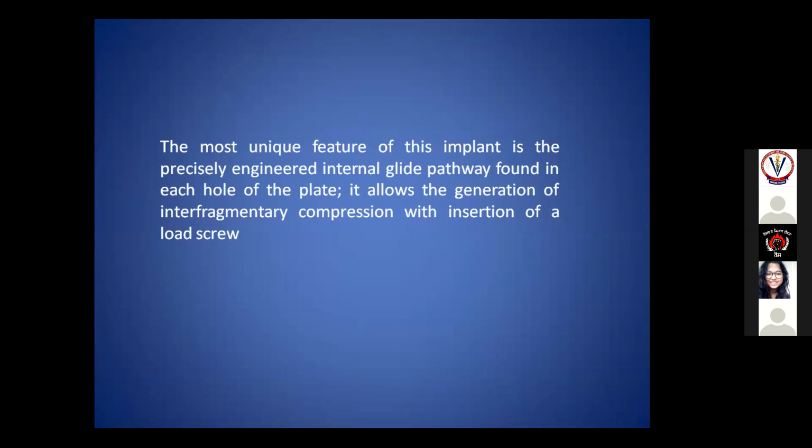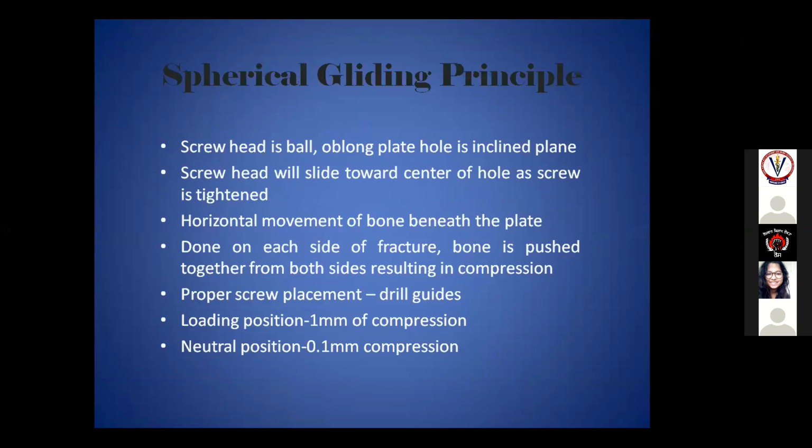And the most unique feature of this dynamic compression plate is the engineering marvel of the gliding pathway of the holes of the plate. Okay, we will see this. We call it the spherical gliding principle. What happens is the hole in the plate is an oblong hole, and when you put a screw and tighten it, the screw will slide over this oblong oval hole, and it will create compression by moving the fragments towards the fracture. So that is the basic idea of the gliding principle.